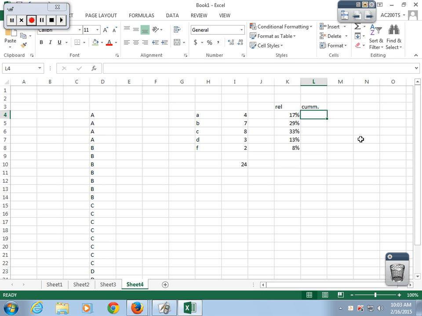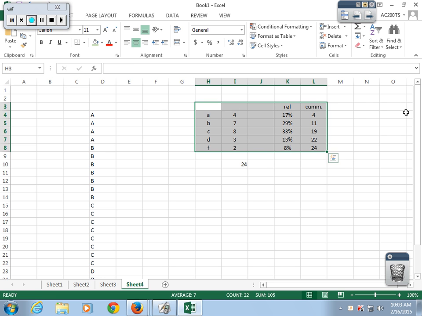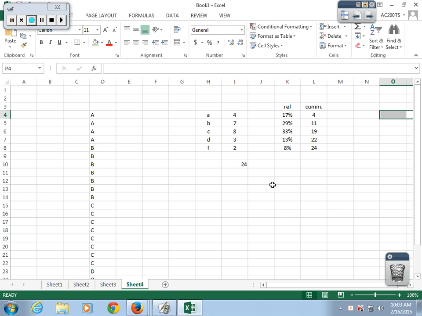Cumulative, what's the first one? 4, and then what's 4 plus 7? 11. 11 plus 8, 19 plus 3, 22 last time I checked. 22 plus 2, and that should equal that. And that's how you do the relative and the cumulative frequency. Can that be a question on the test? Yeah, because it's pretty straightforward and simple.